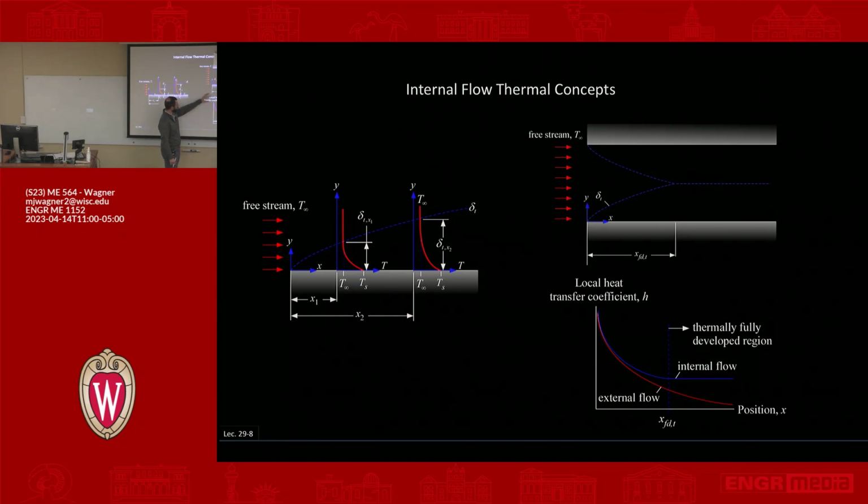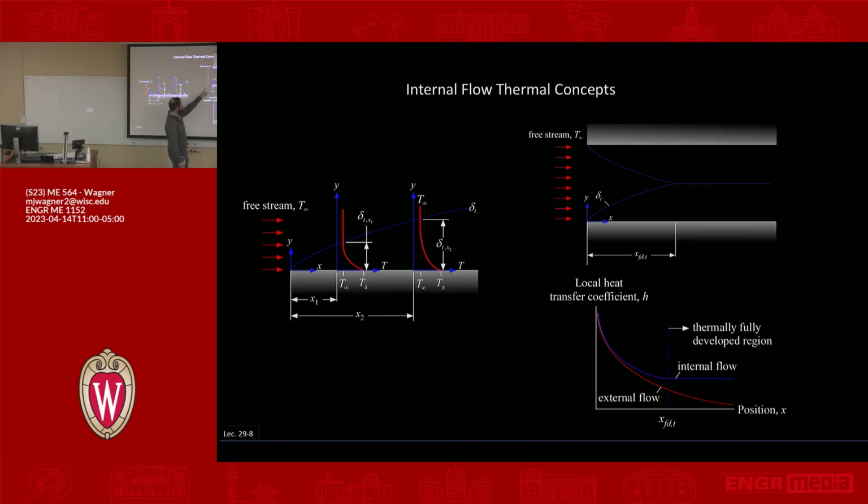What happens in the thermal boundary layer? The heat transfer coefficient at the leading edge, as this boundary layer grows, is going to go from infinite down in external flow. In internal flow, it's going to fully develop and become constant. So same as shear stress there.